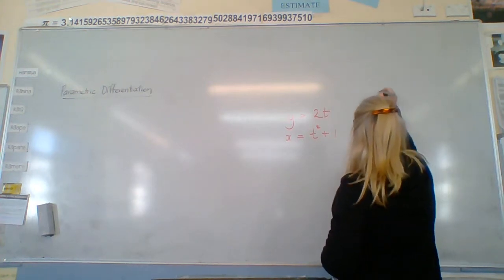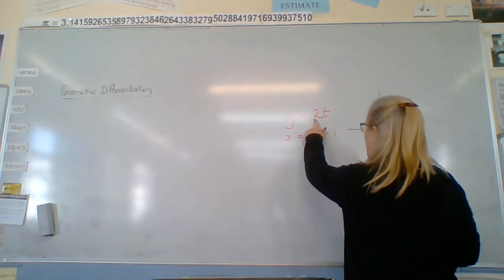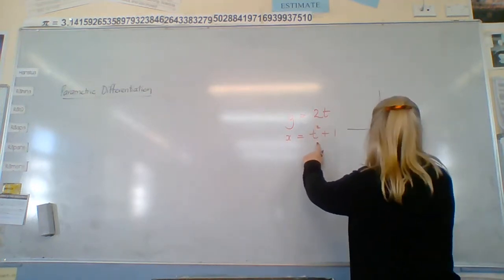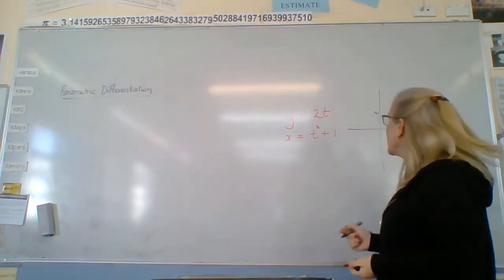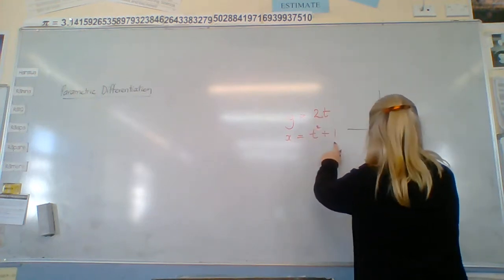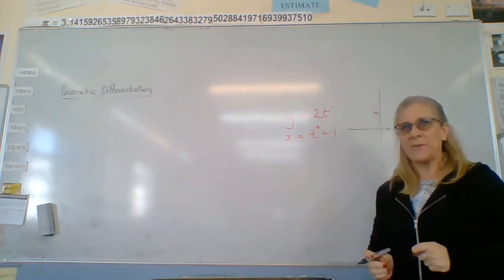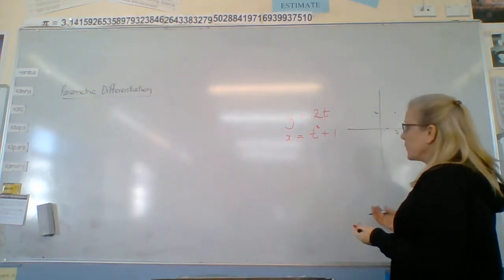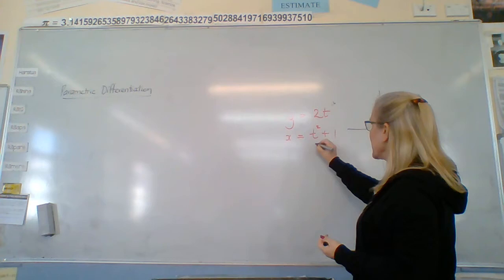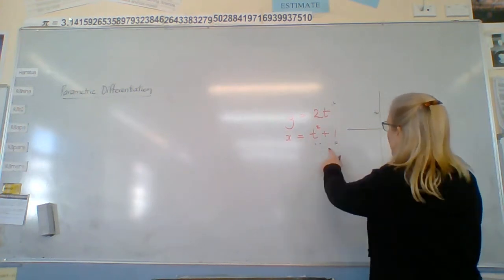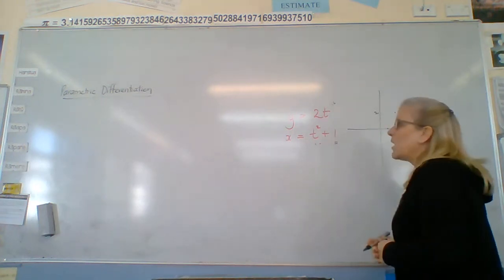What we would do is we grab our axis and we go, okay, what's the answer when t equals 1? 2 for y and 2 for x. So that point there is on the graph. What's the answer when t equals 0? 0 and 1. So 0 for y and 1 for x. So this point's on the graph. All right. What's the answer when t equals -3? We get -6. -3 squared is 9 plus 1 is 10. So we've got 10 for x and -6 for y. Way down here.